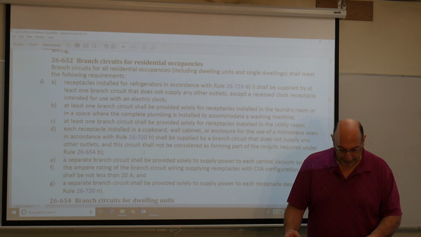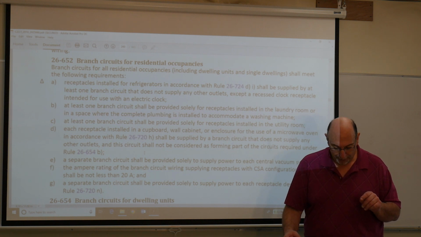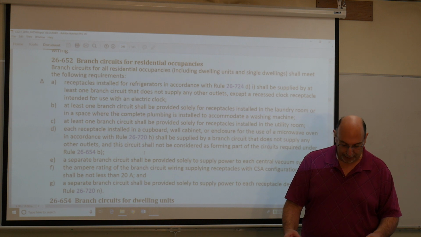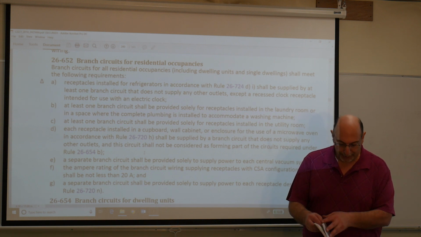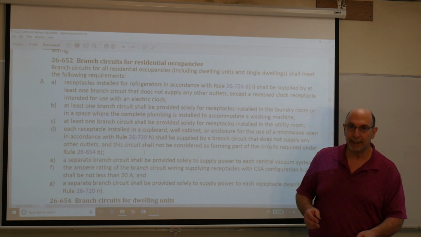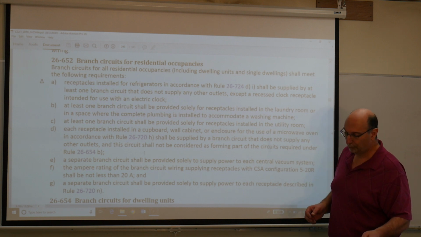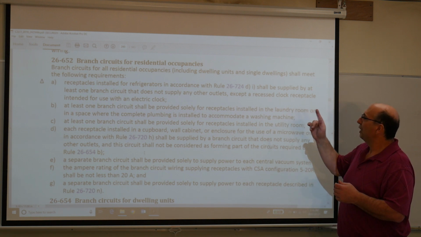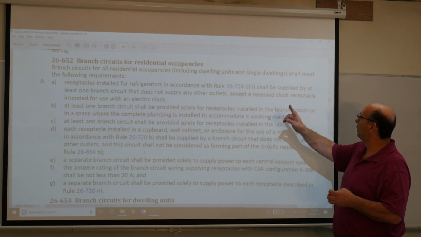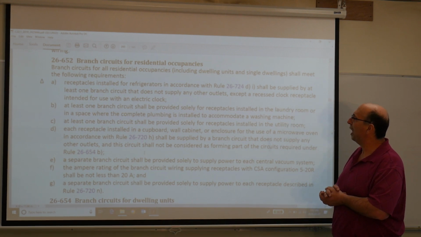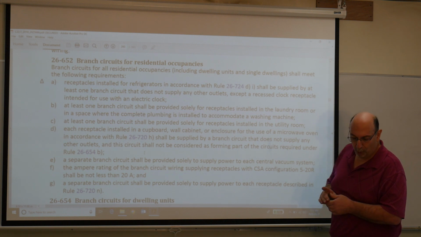So residential occupancy. The occupancy or use of a building or part of a building by persons for whom sleeping accommodation is provided, but who are not harbored or detained to receive medical care or treatment and are not involuntarily detained. So it's important that you understand the differences between residential occupancy. So, branch circuits for all residential occupancies, including dwelling units and single dwelling units, shall meet the following requirements.